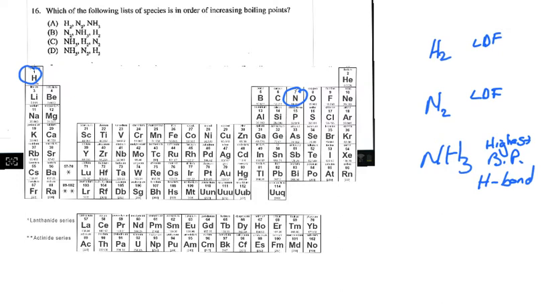So this is sort of going to be the one that goes in the middle, and hydrogen is definitely going to have the lowest boiling point, which makes sense because we think of hydrogen as being a gas, although nitrogen is too. So we got to put them in that order. It says increasing boiling point, so it should be hydrogen first, nitrogen, then NH3. So it looks like A is going to be the correct answer.